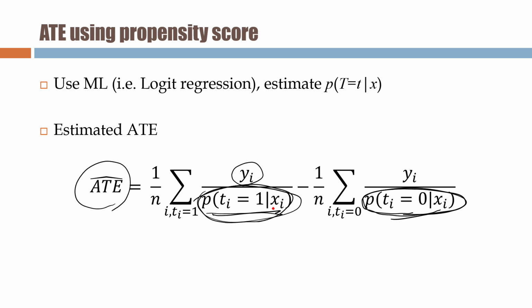So this is how you calculate the estimate of ATE using the propensity score. This is what we call the propensity score. So using machine learning, you estimate the probability for each individual x, right? And then you calculate it that way, giving a different weight, and then you calculate the average.